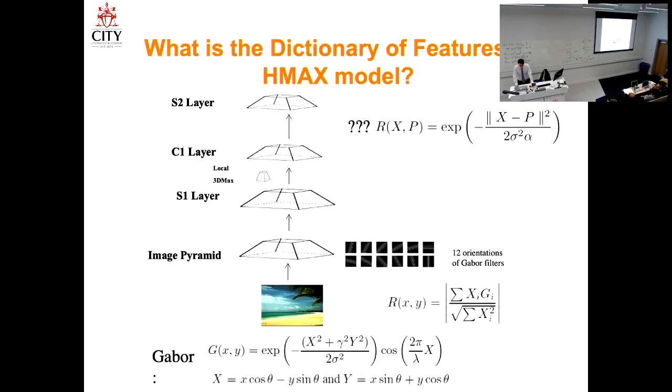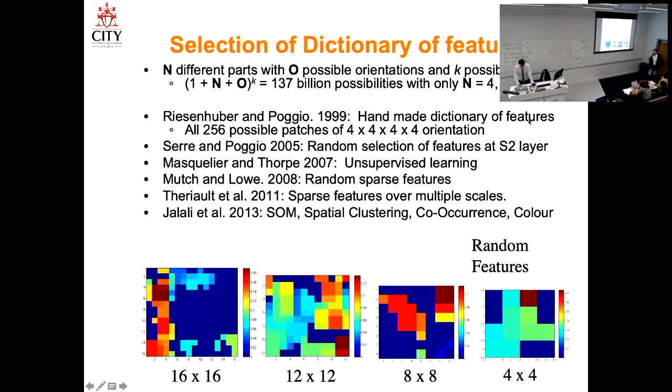So the dictionary of features is a key thing in this model, because you have to understand that the features you are comparing all your images with make sense. They are discriminative enough. In order to create that feature and compare it and calculate this distance between a feature and the patch in your image, you have different ways. Different people try different models, but if you want to input all possible combinations in your dictionary of features, if you have n different parts, all possible orientations, and k possible locations, you are going to end up with 137 billion possibilities with only these small numbers.